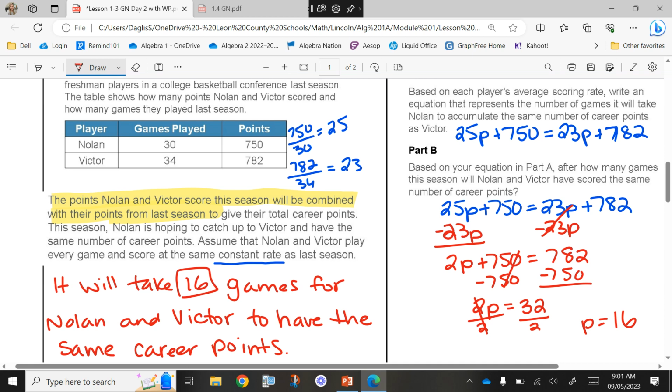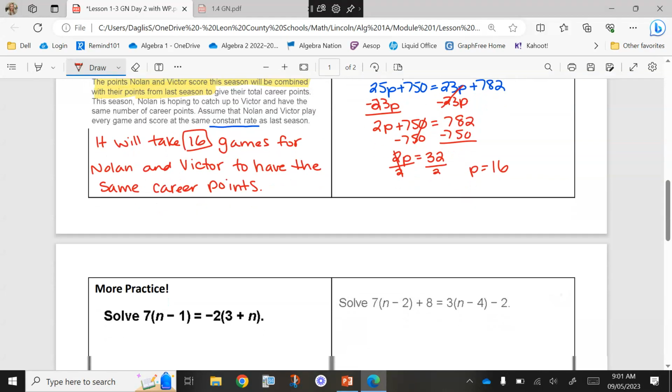If Nolan's constant rate was less than Victor's, would he ever catch up? No? Maybe. No, I don't think he ever would. Or it would take a really long time. If you already have more points and you have a higher constant rate, you're just going to keep getting higher, right? If you have lower points and a lower rate, your lines won't cross because one will go straight up and one will kind of even out. What's that? Yes.